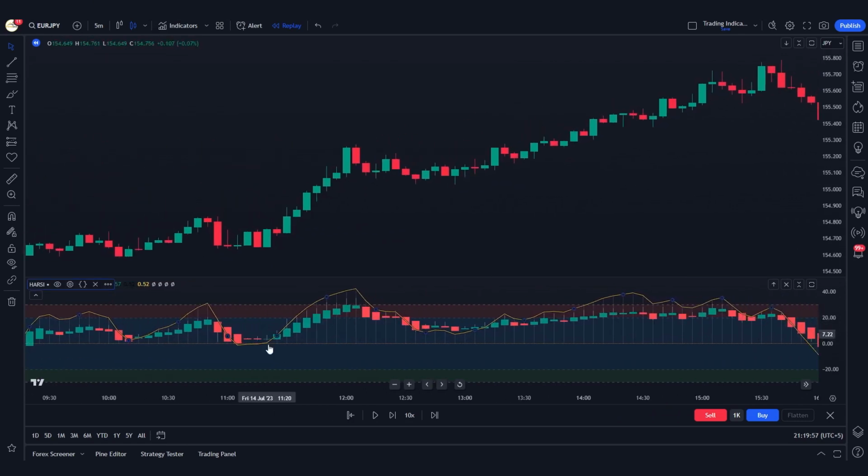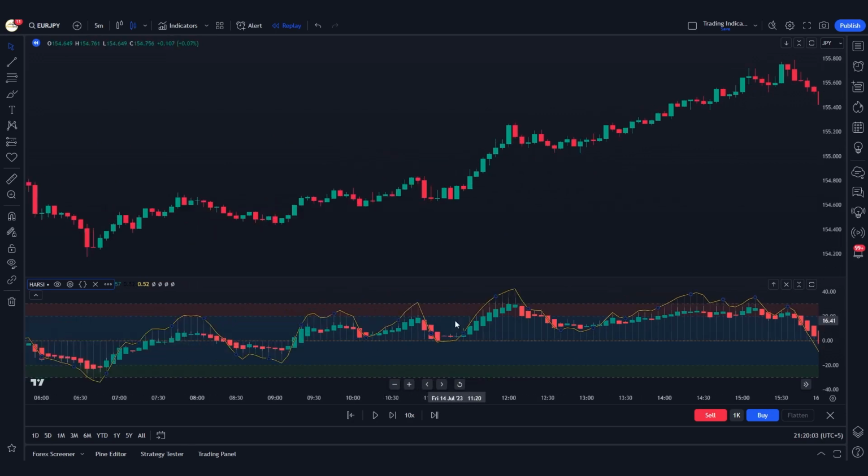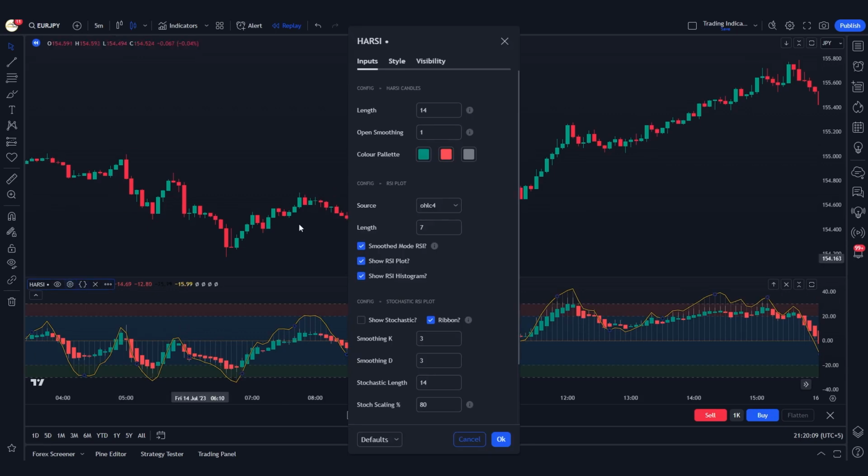This indicator consists of the Heiken Ashi candles and the RSI. And the advantage of using the Heiken Ashi candles is that they remove the clutter from the chart so that we'll be able to see the trend very clearly. Now let's go towards the indicator settings, and inside the settings we can see that there is the length and open smoothing value. We can change the length from, let's say, 14 to 30, and we'll notice that the candles become less sensitive to the price in the market.